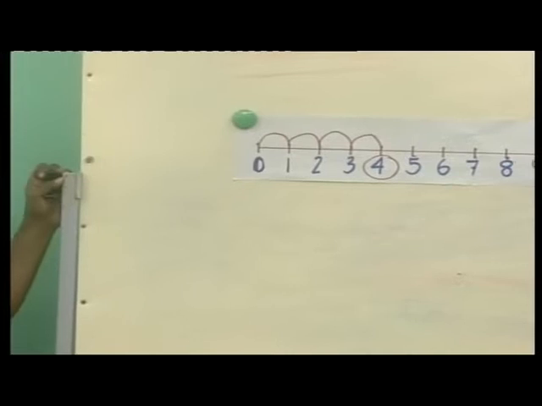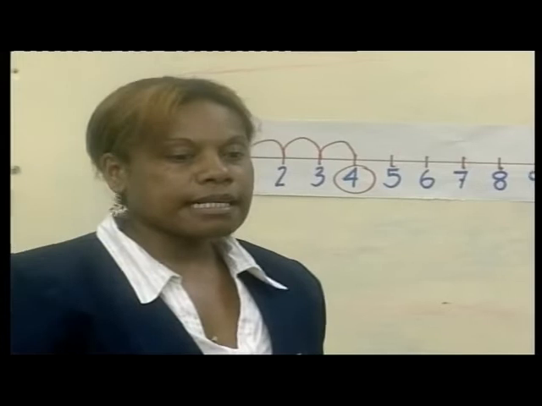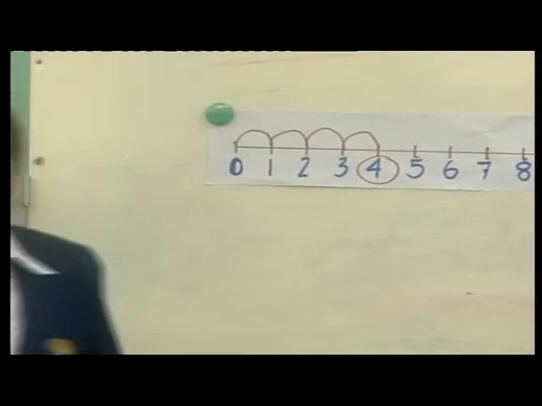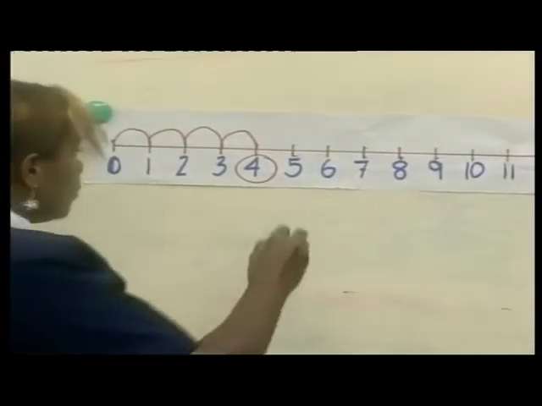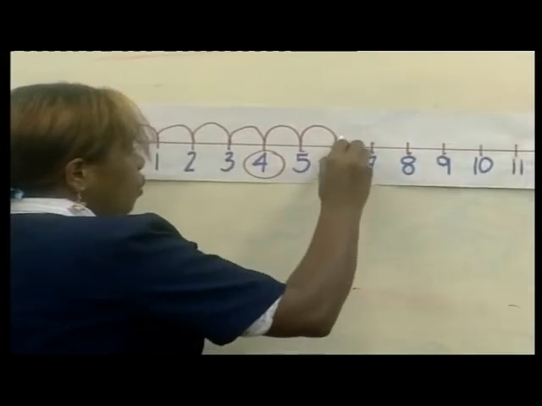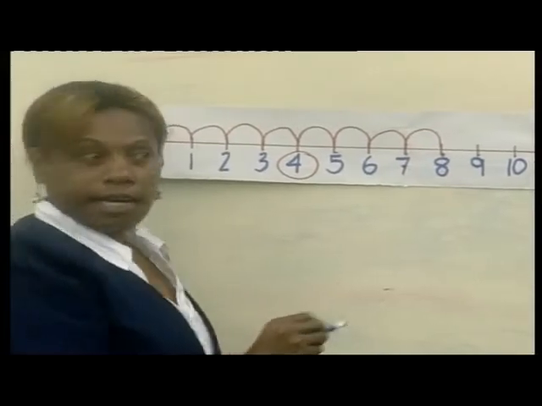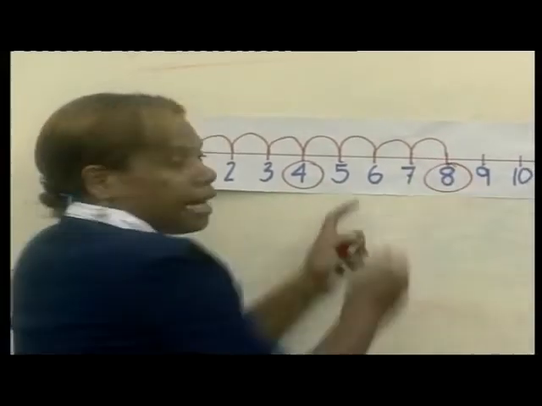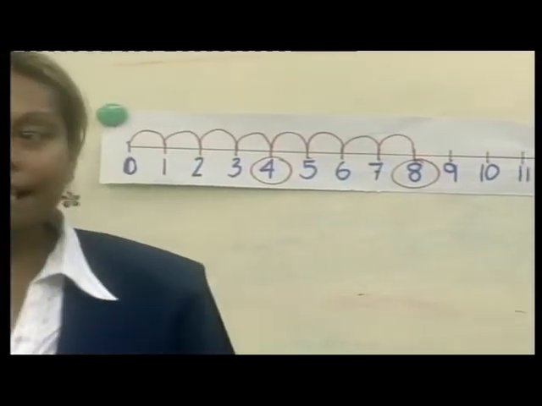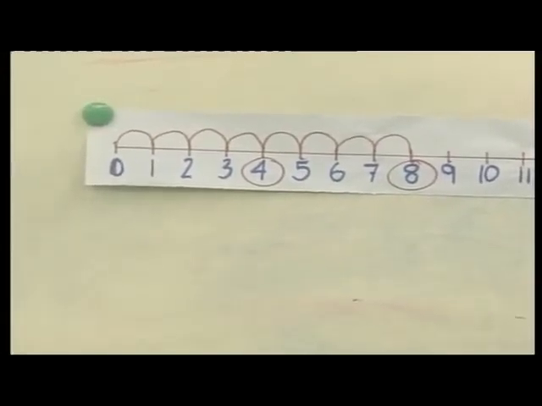All right, continue. Next 4 places. Quickly, receiving students, next 4 places. You move 4 places again, you circle that number. 1, 2, 3, 4. Circle the number. So every time you move 4 places, you circle that number.